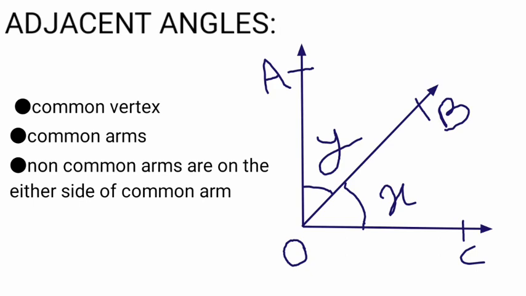Here in this diagram, common arm, that means angle Y and angle X have common arm OB. That means it is linked with both the angles. Common vertex, both angle Y and angle X have common vertex O. And non-common arms, here the non-common arms are OA and OC. They are on either side of the common arm. That means OA and OC are on either side of the common arm, that is OB.